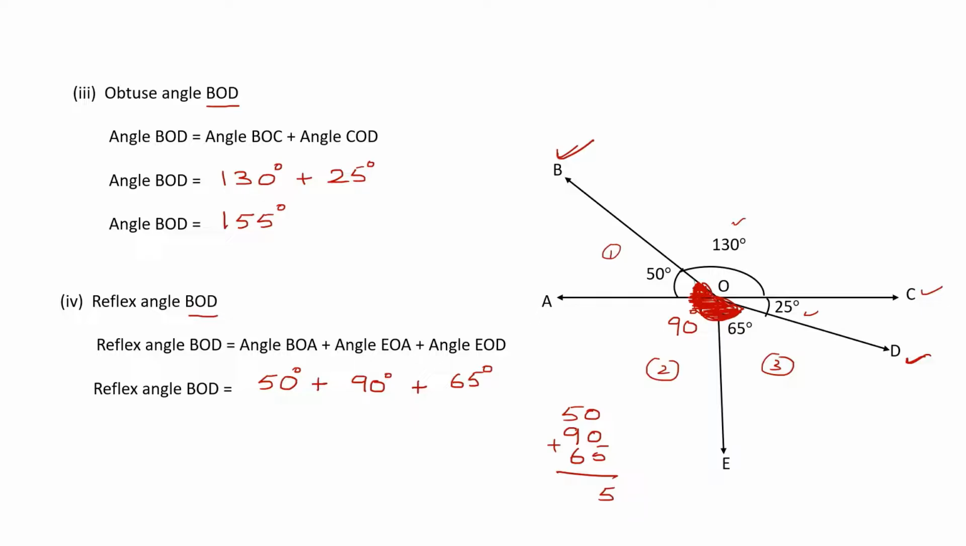5 plus 9 is 14. 14 plus 6 is 20. 205 degrees. So reflex angle BOD is equal to 205 degrees. Can you see? It's more than 180, whereas an obtuse angle is less than 180.